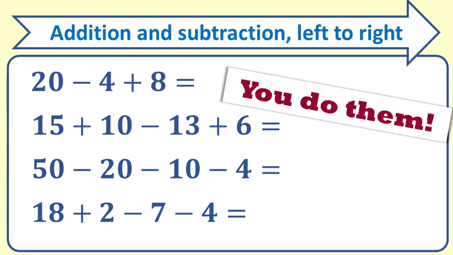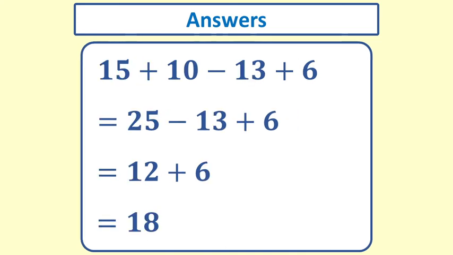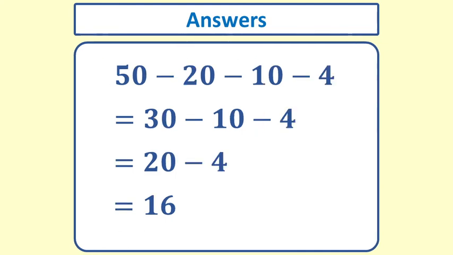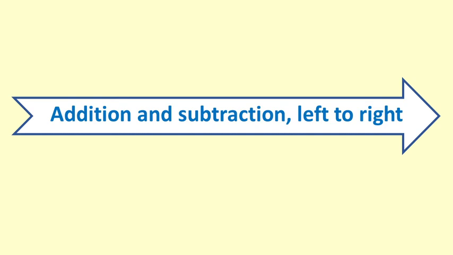Show your process. The correct answers to these are 20 minus 4 plus 8 equals 16 plus 8, which equals 24. 15 plus 10 minus 13 plus 6 equals 25 minus 13 plus 6, which equals 12 plus 6, which equals 18. You can check your working. The next answers are 16 and 9. So that was addition and subtraction left to right.